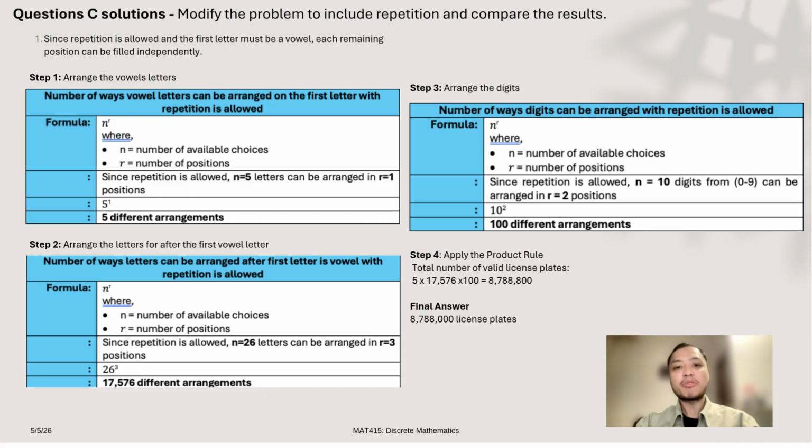For the first one, the first letter must be a vowel. So there are 5 vowels, so n is equal to 5. Since we are only filling one position, r equals 1.